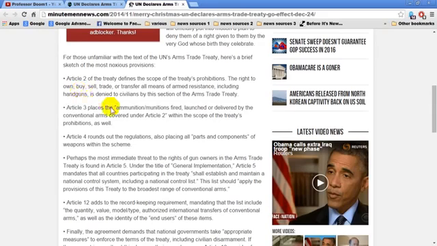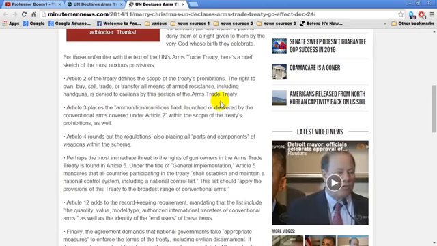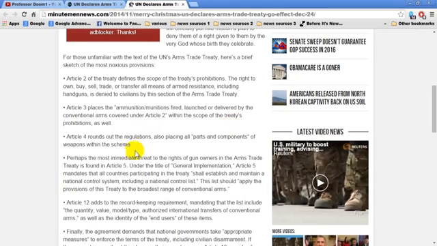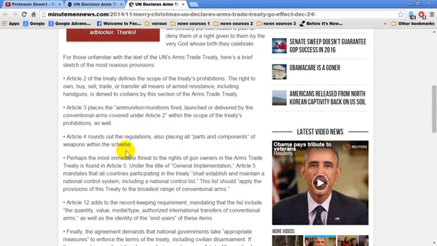This also includes handguns and is denied to civilians by this section of the Arms Trade Treaty. Article 3 places the ammunition and munitions fired also within the scope of the treaty's prohibition. Article 4 rounds out the regulations, also placing all parts and components of weapons within the scheme of this UN trade treaty agreement.